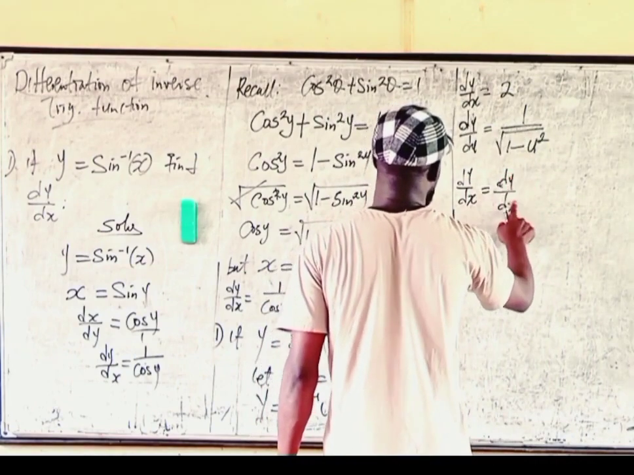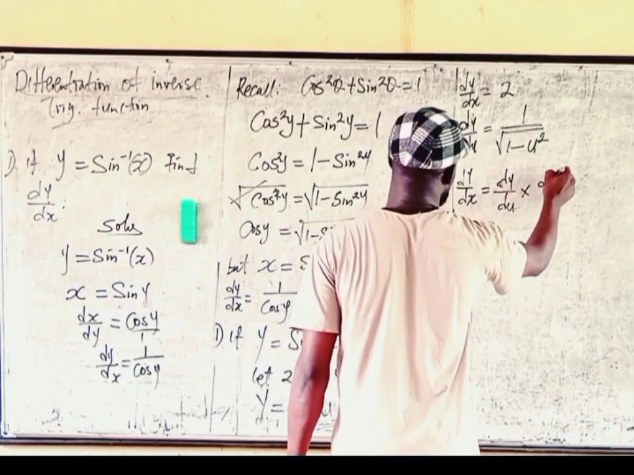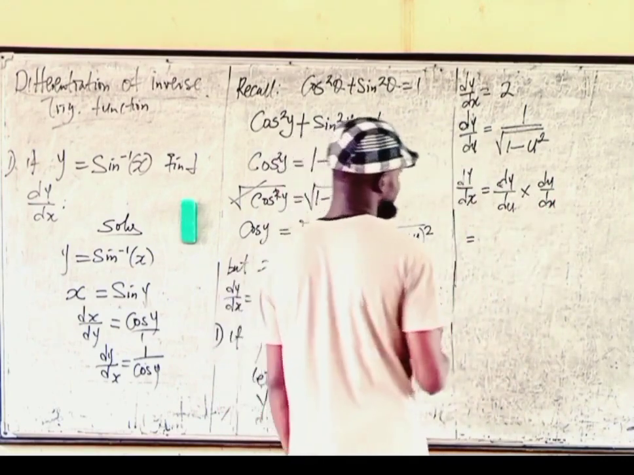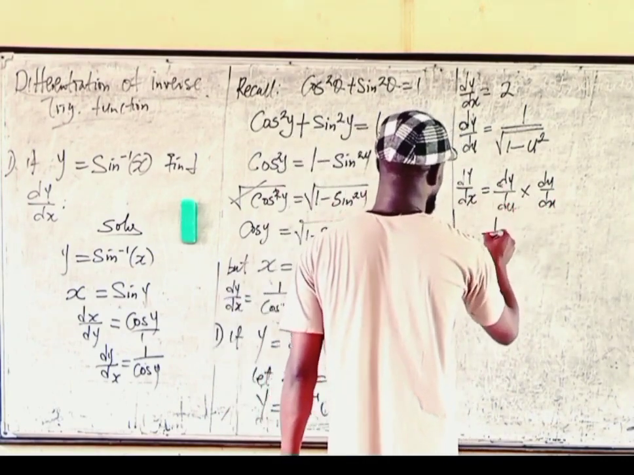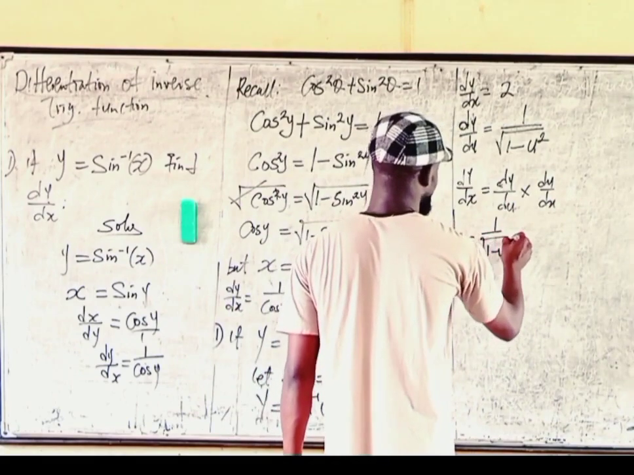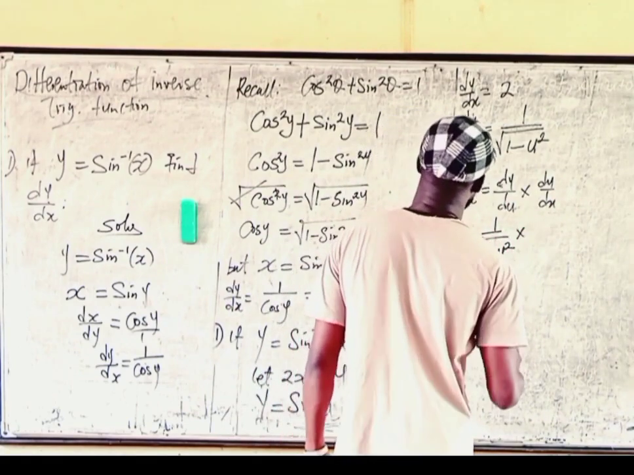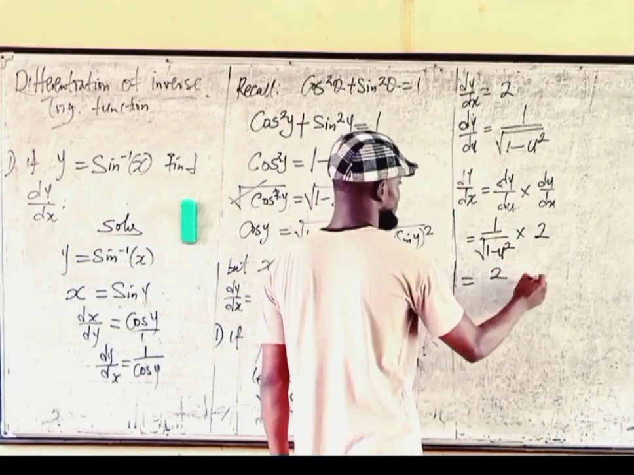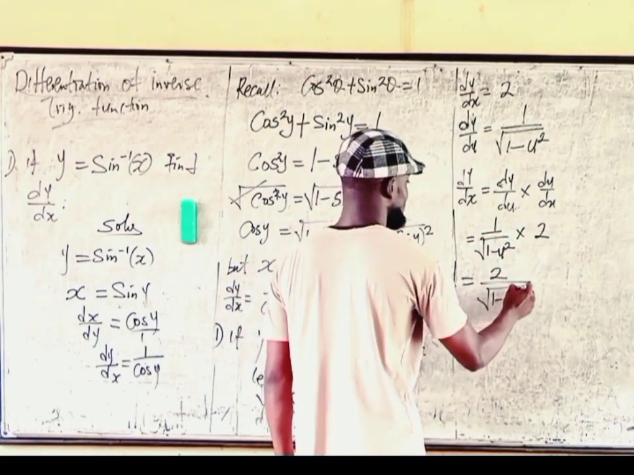dy over dx will be equal to dy over du times du over dx, and that will be equal to, what is dy over du? 1 over the square root of 1 minus u squared, times, what is du over dx? 2. So 2 times 1, that will be 2 over the square root of 1 minus u squared.